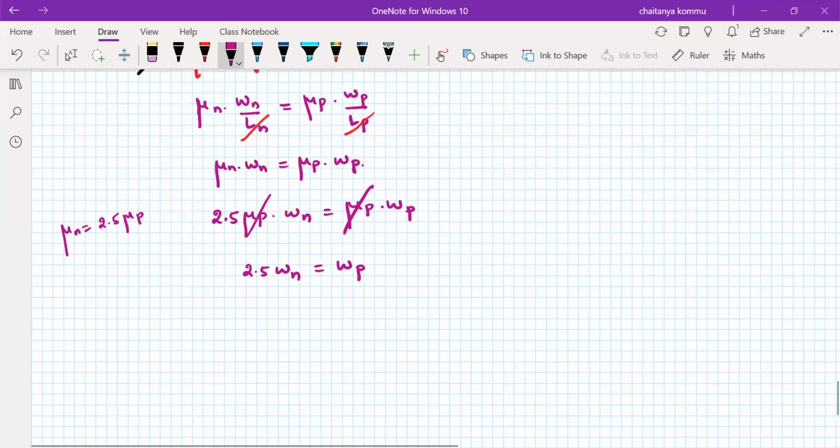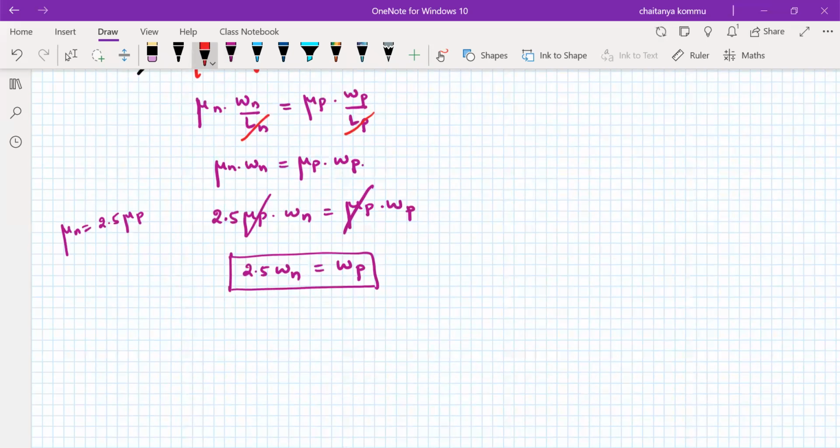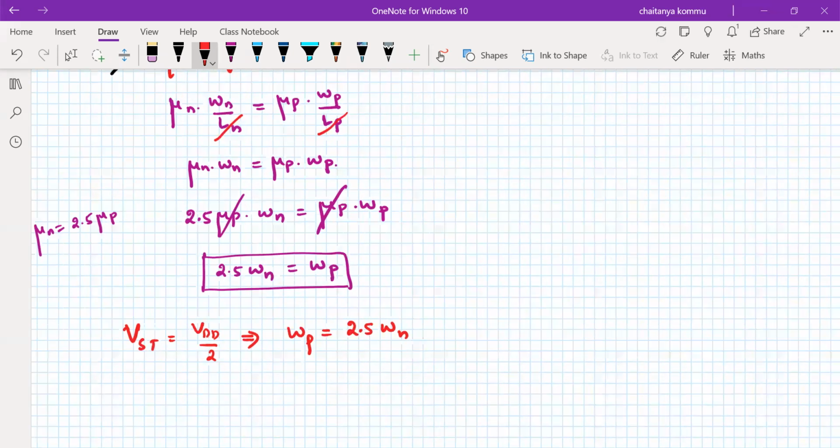So what this equation says is that if you want the switching threshold voltage V to be equal to VDD by 2, you have to maintain the width of the PMOS transistor equal to 2.5 times the width of the NMOS transistor. We have to maintain this relationship, then only it is possible. Why do we need to do this?